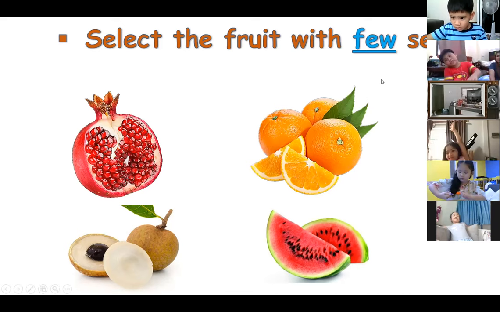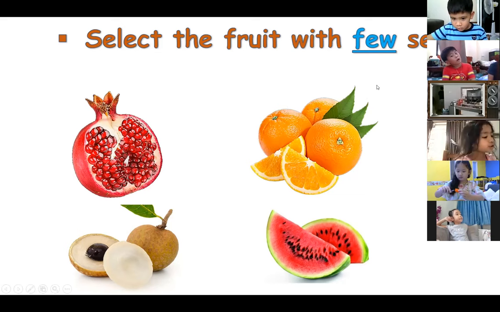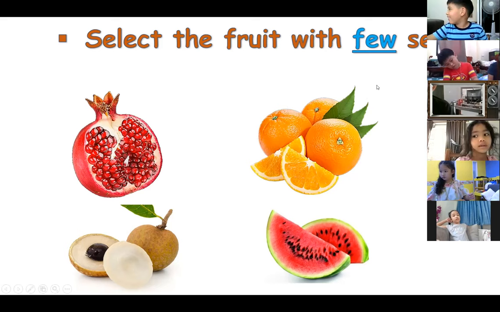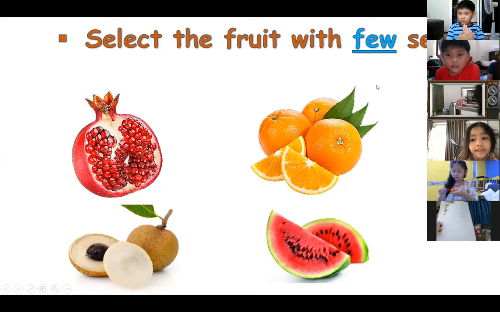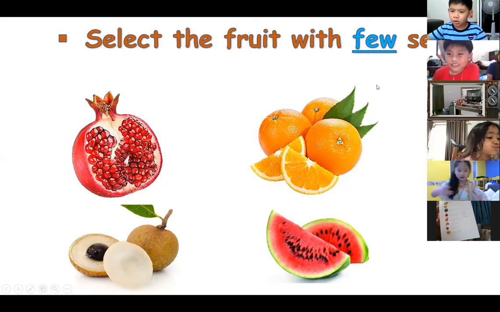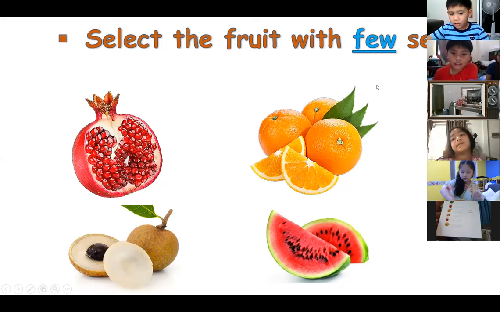I will choose because Monich is finished. Panachakon finished, right? Tin finished. Katapat finished. Tiramit finished. Oi, Katapat not yet finished, right? Okay, Katapat, this is for you. Select the fruit with few seeds. Not many, but only few.